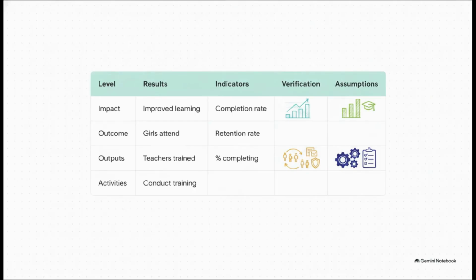So let's plug those right into our matrix. Now, what's really fascinating about this is how each level demands a completely different type of measurement. Way up at the impact level, we're looking at the big macro picture, so we use the secondary school completion rate. Down at the outcome level, we need behavioral data, so we look at the annual retention rate among supported girls. And further down at the output level, we're just measuring delivery, so we track the percentage of teachers completing the full package. Notice how beautifully the indicators align with the actual nature of the result.